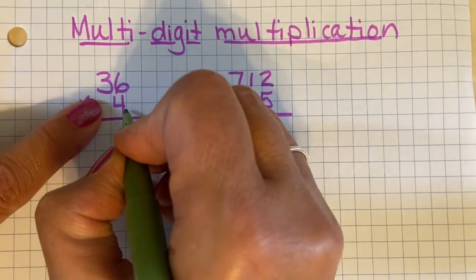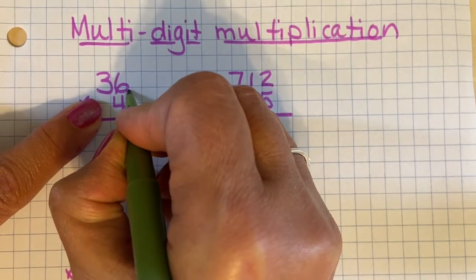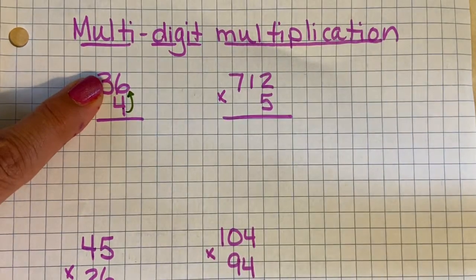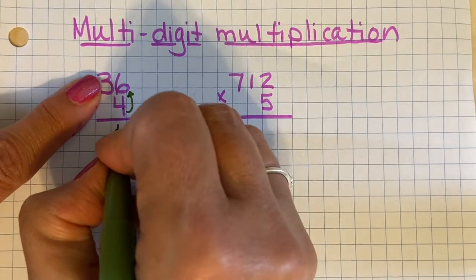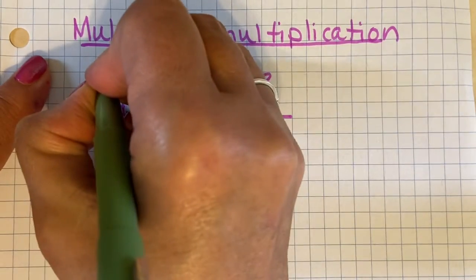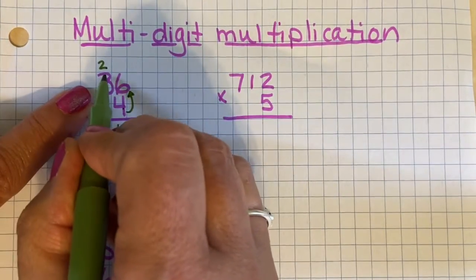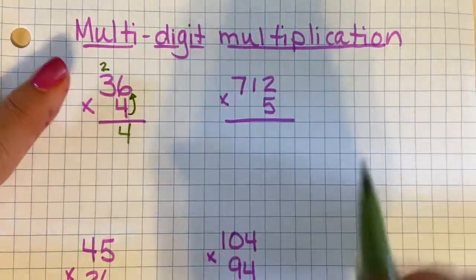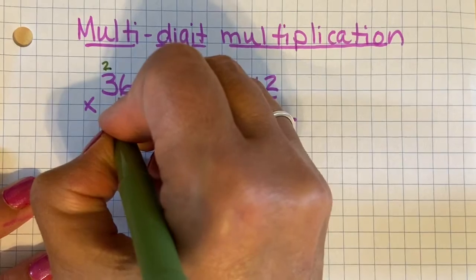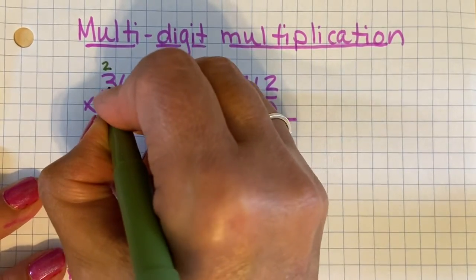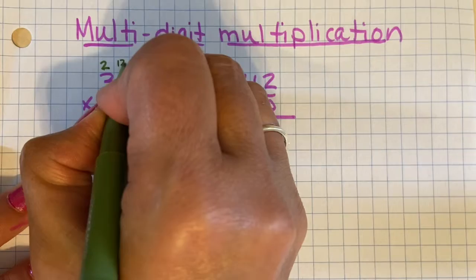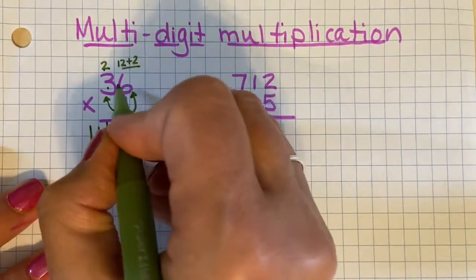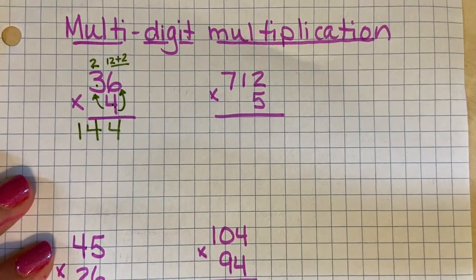Then you take your first number and you multiply the 4 times the ones digit. So 4 times 6 is 24. Now you put the 4 in the ones digit and carry over the 20. You're in the tens digit, so I'm carrying over the 20 of the 24. So I always put the 4, carry the 2. Then I do 4 times 3 is 12, plus the 2 I had gives me 14. So 36 times 4 is 144.